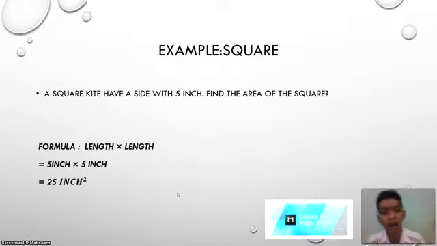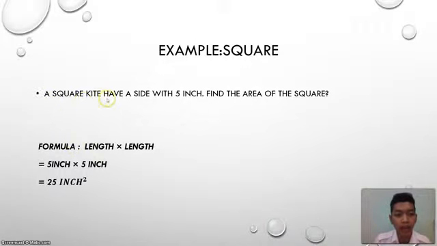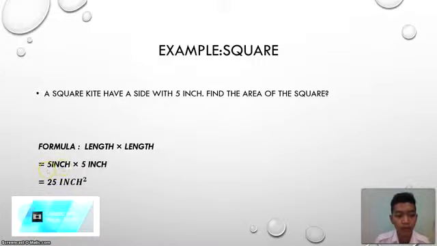Let's see the example for square. A square kite has a side of 5 inch. Find the area of the square. Using the formula length times length, put the information into the formula. 5 inch times 5 inch. After we calculate, we get the answer, which is 25 inch square.